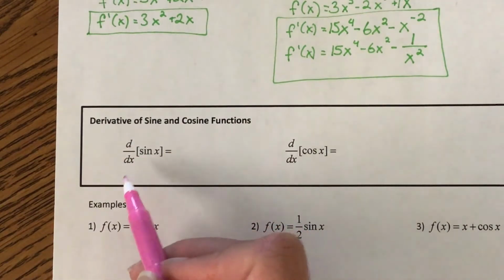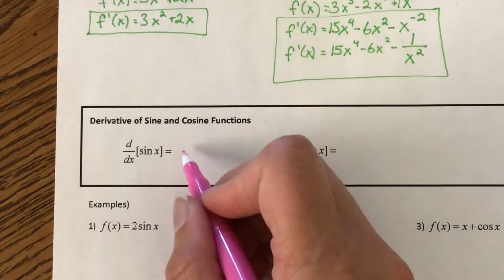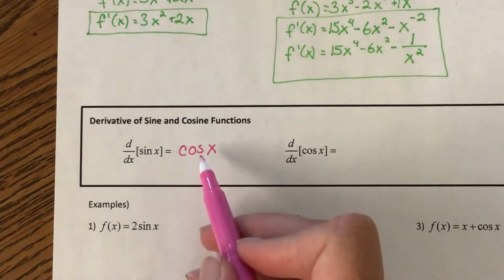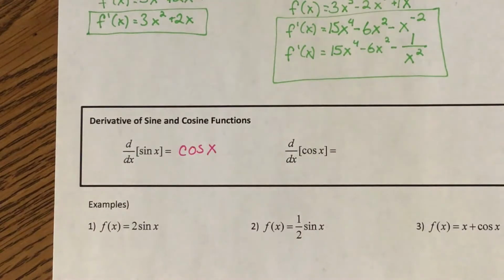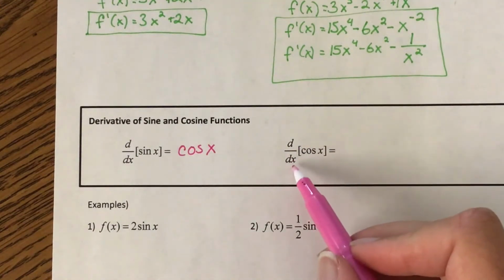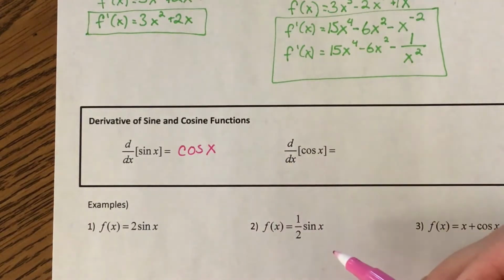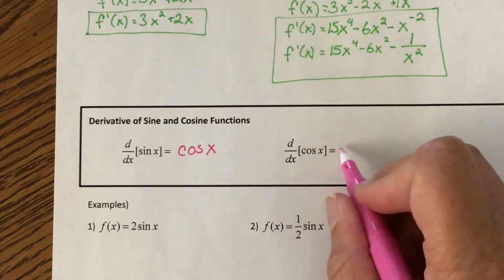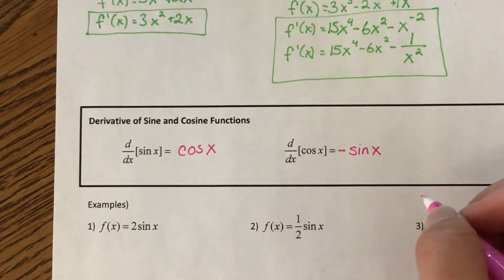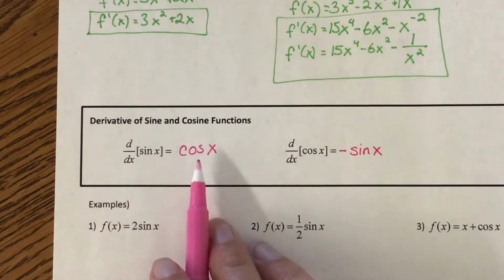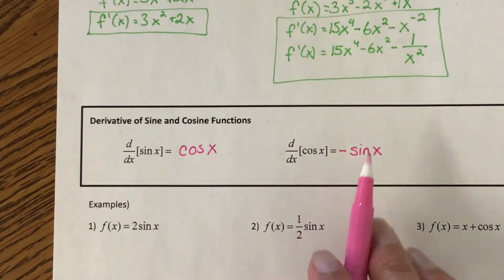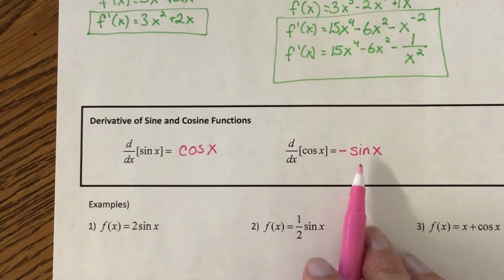Okay, the derivative of sine of x is cosine of x. You cannot just put cosine, you got to put the x there as well. Then over here, we have the derivative with respect to x of cosine of x, and it's really similar, except it is going to be negative sine of x. Okay, so sine of x has a derivative of positive cosine. Cosine has a derivative of negative sine.